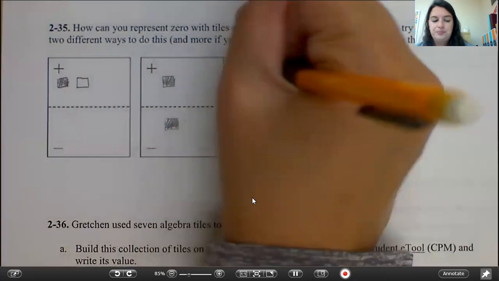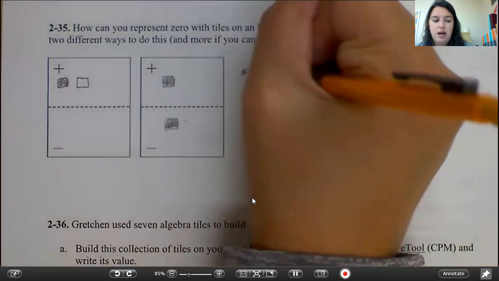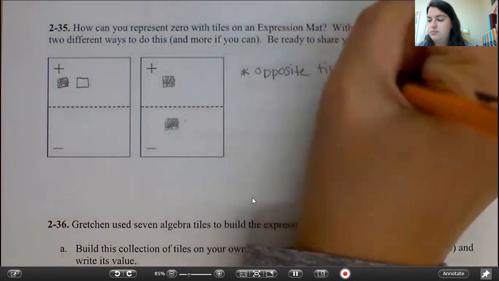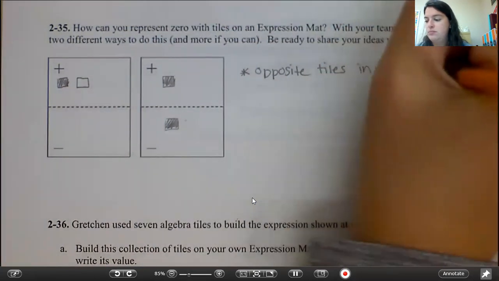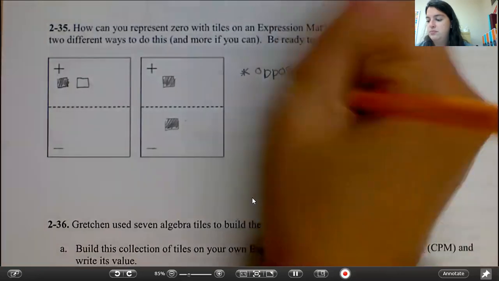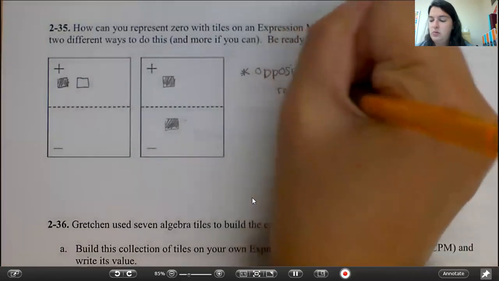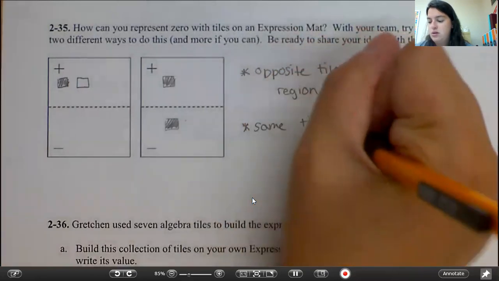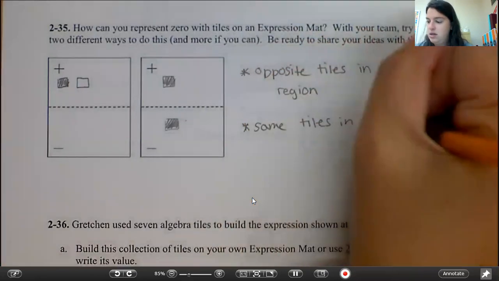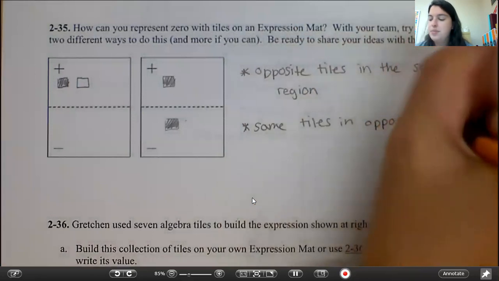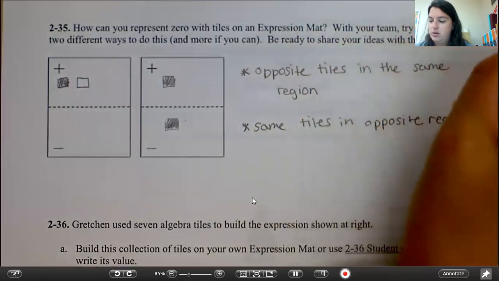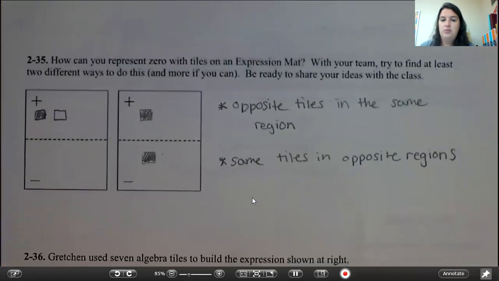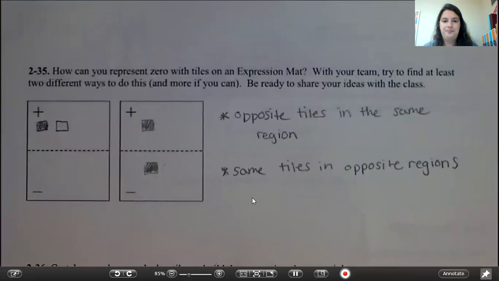So in summary, to create a zero pair, opposite tiles in the same region or the same tiles in opposite regions create your zero pairs. Oh, that word's supposed to be same. Sorry, couldn't see that.